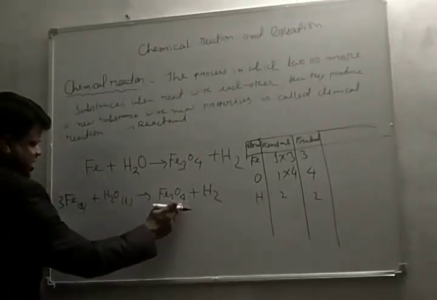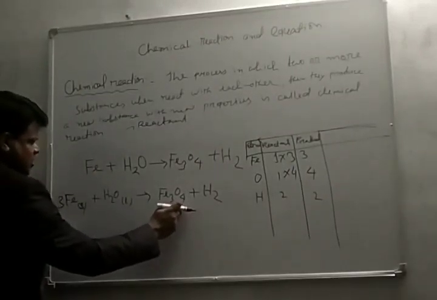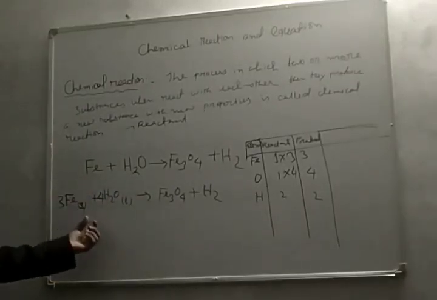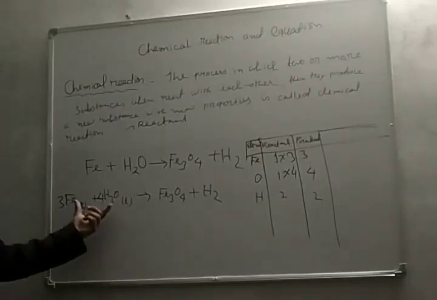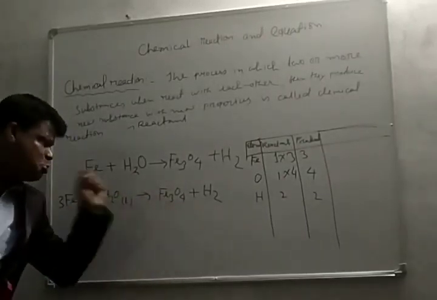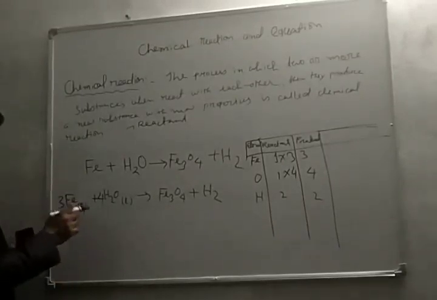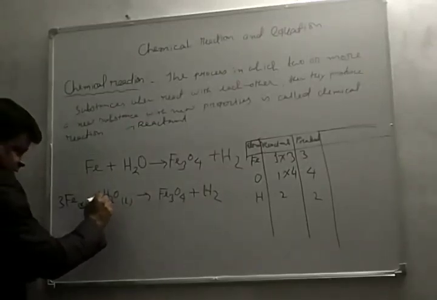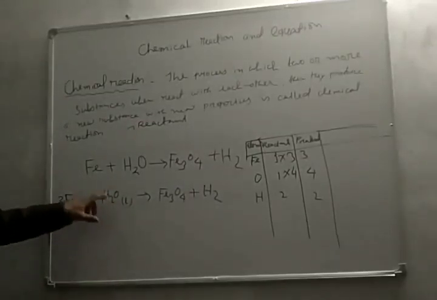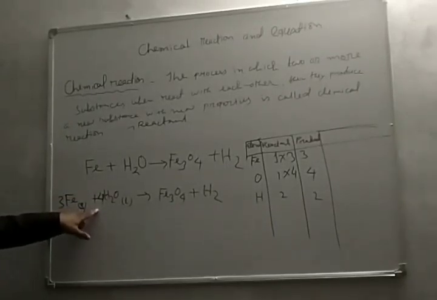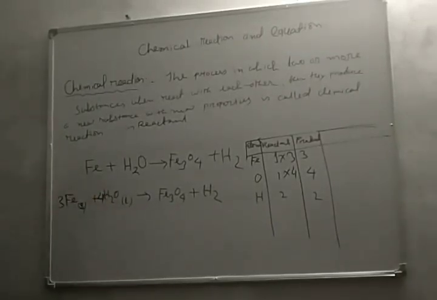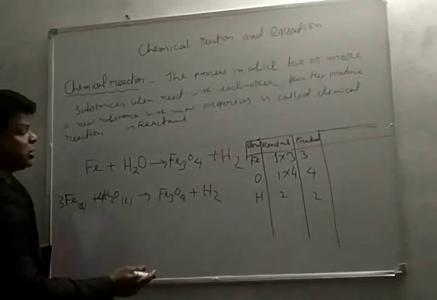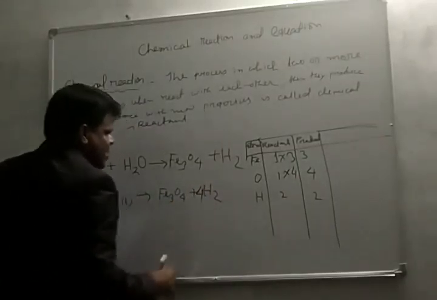And again, oxygen here is 4 in the product, but here is 1. So we have to multiply it by 4. Then the number of atoms of oxygen will be balanced. Here is also 4, here is also 4. After that, when we are balancing the oxygen in the H2O, we multiply it by 4. When we multiply it by 4, the number of hydrogen also increases. So here the number of hydrogen is 8. We have to make the number of hydrogen 8 in the product part also. So we have to multiply it by 4.